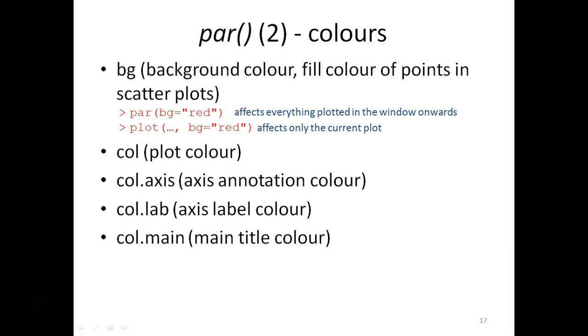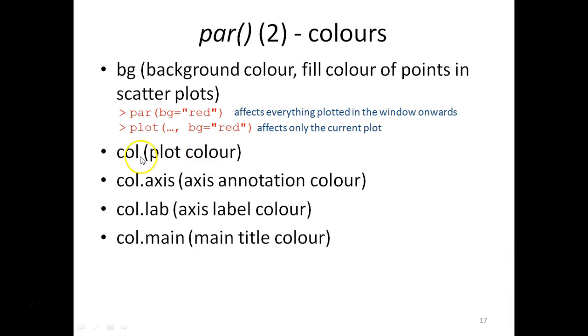And if you write par BG equals red, then this would affect everything that is plotted onwards until you start a new plot window or a new device. While if you write plot and then BG as an argument to the plot command, it only affects that particular plot. And if you, for example, add points, they will not have red background.